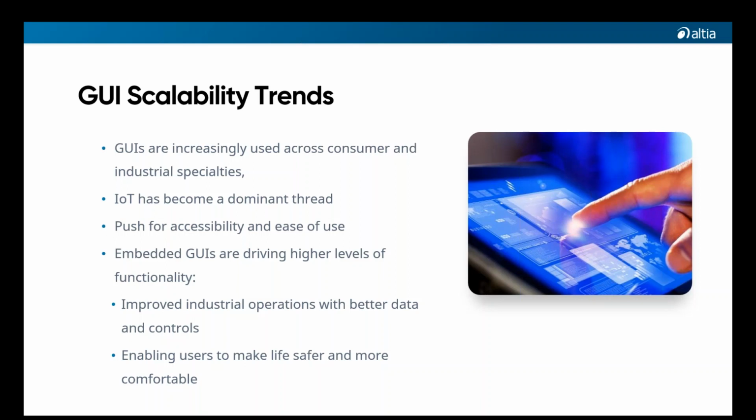IoT has become a dominant thread with more products being interconnected via the internet. Those devices need a way to display that data in a useful format for the user to gain the most benefit. And the most obvious way to do that is with a refined and high quality GUI interface. There's a push for accessibility and ease of use that's opened up by interacting with touchscreens that are coupled with engaging interfaces. These types of forward-leaning interfaces enable your devices to be seamlessly integrated into a user's life. That enables the users to make life safer and more comfortable by controlling and adapting to their environment.